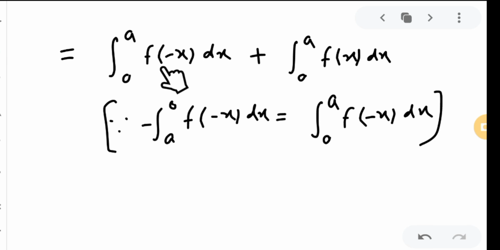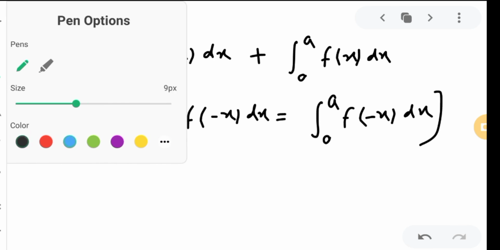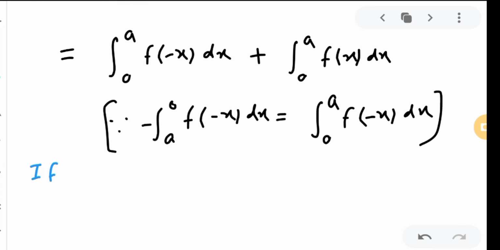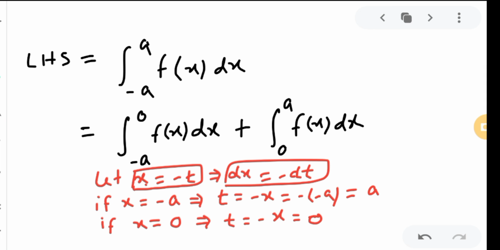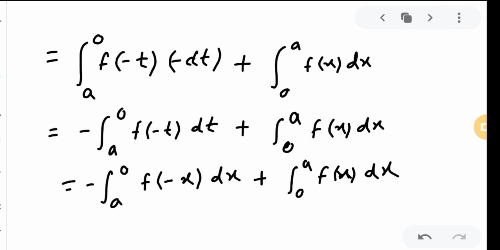Now I will put a condition: if f(x) is even, it means f of minus x is equal to f of x. This is the meaning of an even function. I am using blue color to differentiate. So if f(x) is even, then LHS, this is nothing but LHS, because we were solving LHS only, correct. So LHS is this.